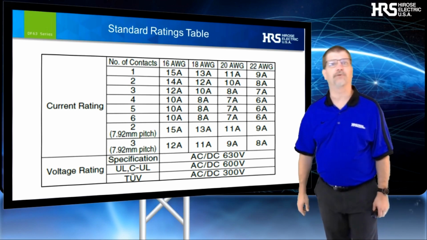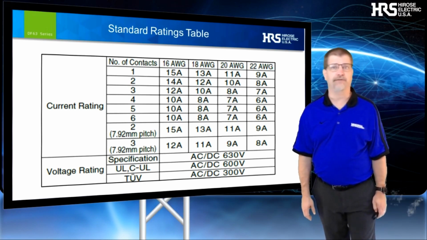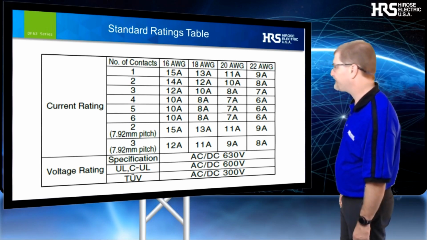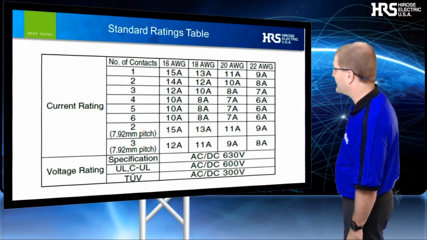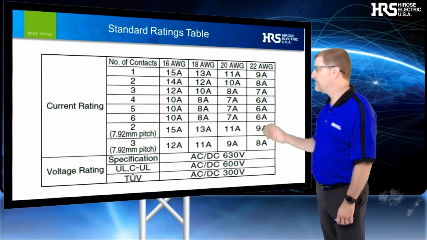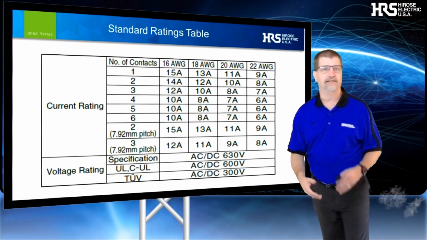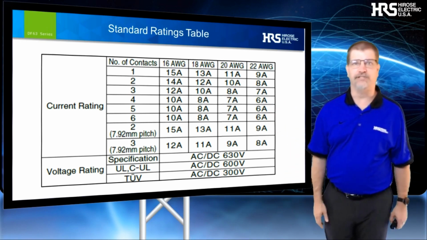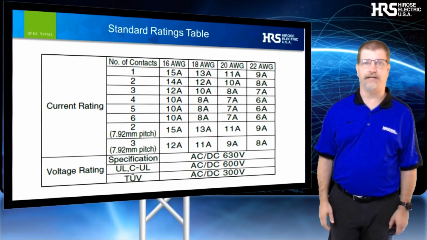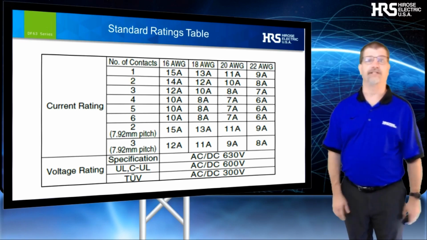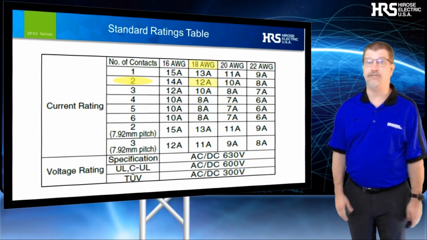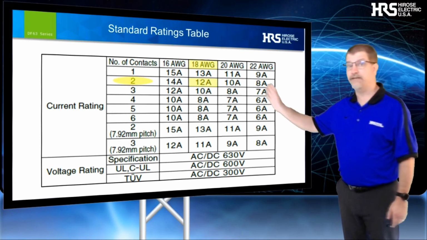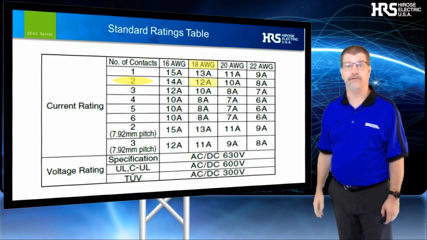Here we can see a typical rating chart for our DF63 series board-to-wire connectors. As you can see here, there are different values depending on the contact count and the wire gauge. Hirose has already gone ahead and determined those test results and provided a guideline for that derating of the connector. Using our earlier example of a 10 amp current need over 2 contact 18 gauge wire, we can see that this DF63 is perfect. It's the right connector for you to choose.